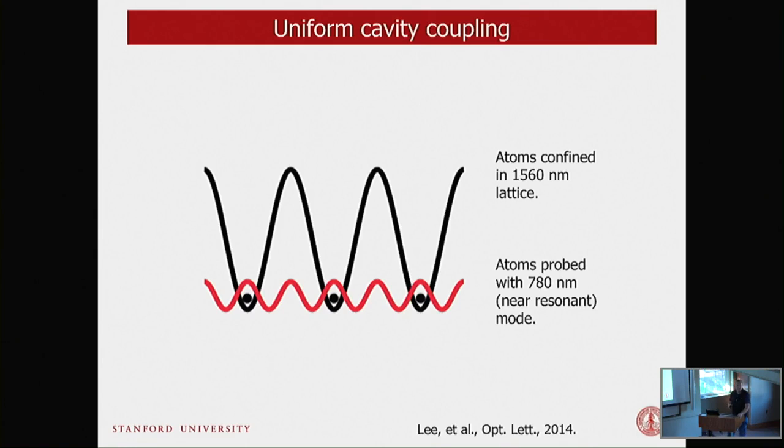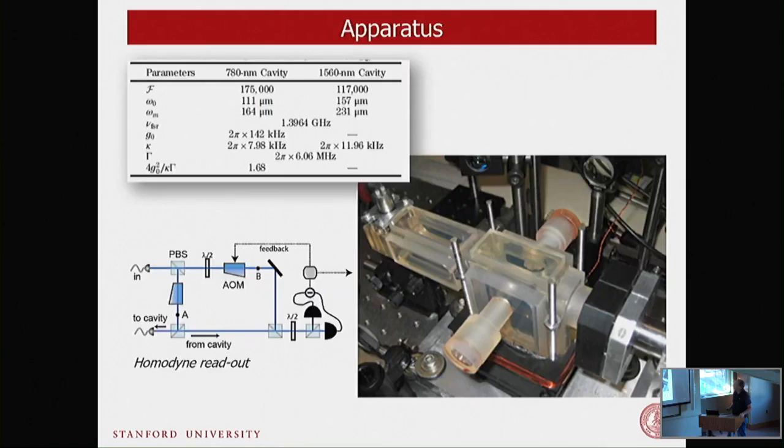Maybe a better way, which still has not really been realized in the community, is to use a ring cavity geometry where you do not have to contend with the standing wave structure of the 780 nanometer probe.